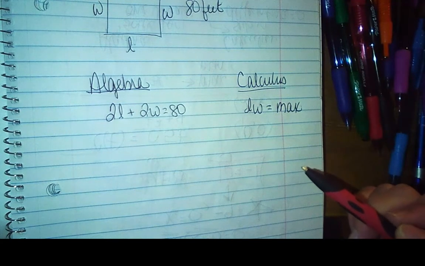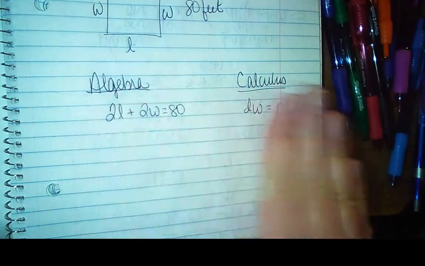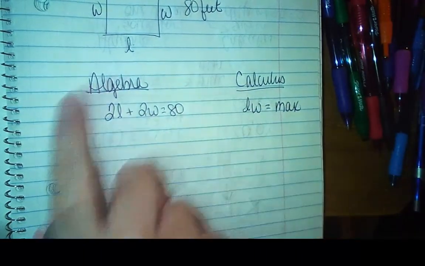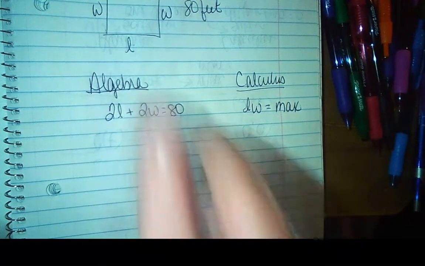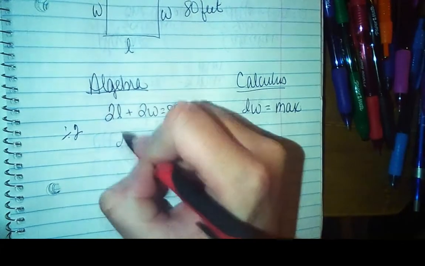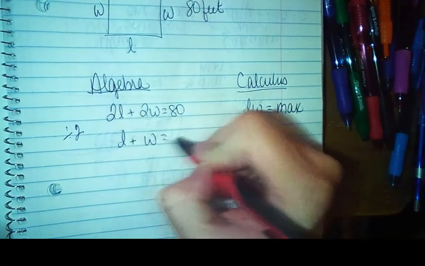Okay. So come back over here. I've got my two equations. I know which one is algebra. I know which one is calculus. So I need to solve for one variable. Well, right now I know I can divide everything by 2. So I have an L plus a W is a 40.